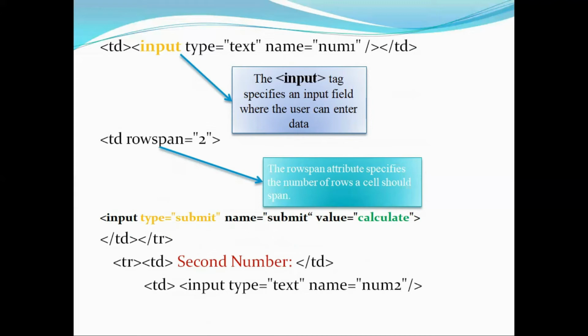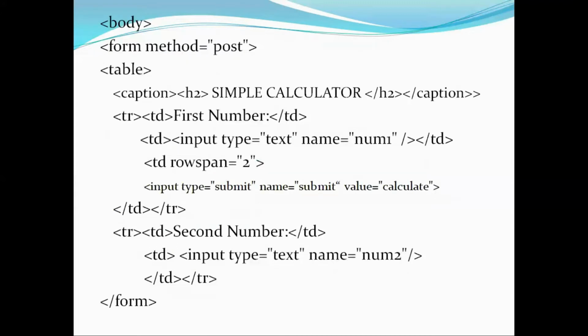After reading the first number, we are reading the second number. For that number also we are taking the input from the user using the tag called input, type is equal to text and name is equal to num2. After reading both the number 1 and 2, then we are creating one more button, type is equal to submit button.